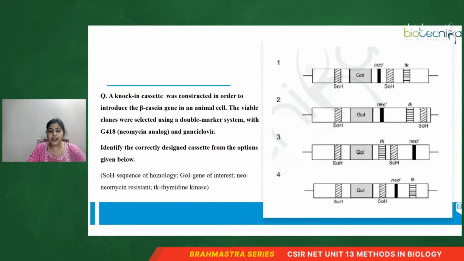So you want to introduce the beta casein gene. The question can be on gene knockout or on gene knock-in. So in gene knock-in, you want to introduce the beta casein gene in an animal cell, and the marker system used is G418, a neomycin analog, and gancyclovir. So what do you think is the correctly designed cassette here?